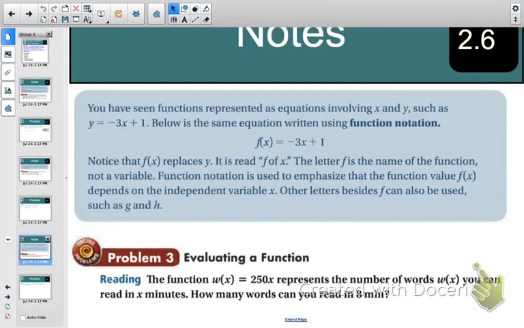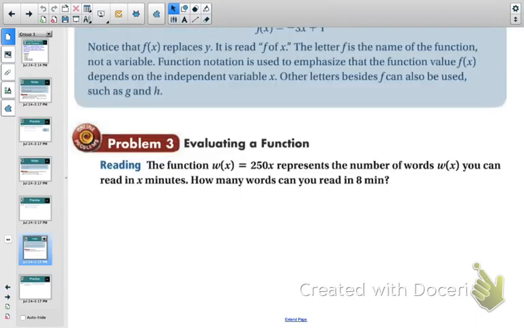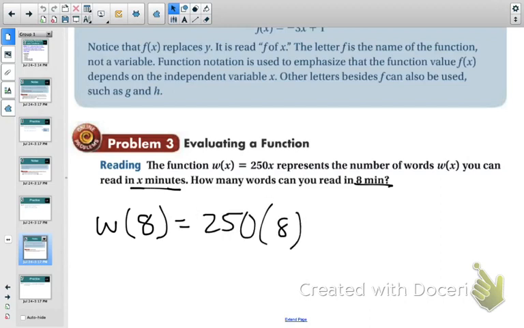Okay, so if we look at this one right here, the function w of x, not w times x, w of x, equals 250x represents the number of words, w of x, you can read in x minutes. How many words can you read in 8 minutes? Okay, so if we want to know 8 minutes, well, we know x is our variable, and that's in minutes. So I'm going to replace all my x's with 8. So 250 times 8.